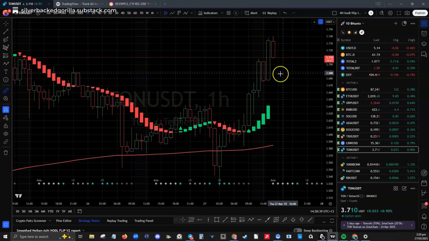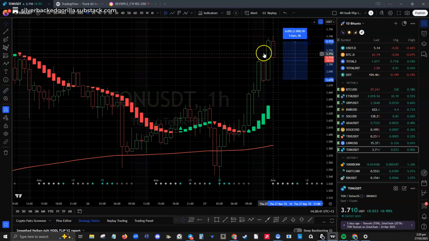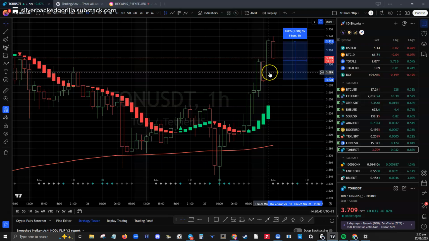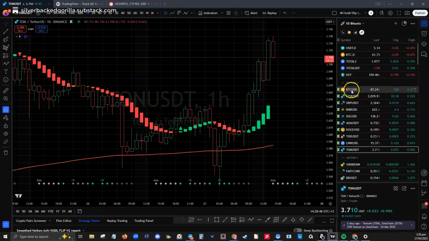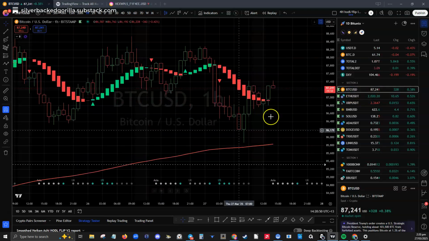And if you do, let me just have a look at how much that candle is. 1.5% in 1 hour. Alright, so that's an example for TON. Let me go back to BTC and we'll start from there. Let's start where we start.